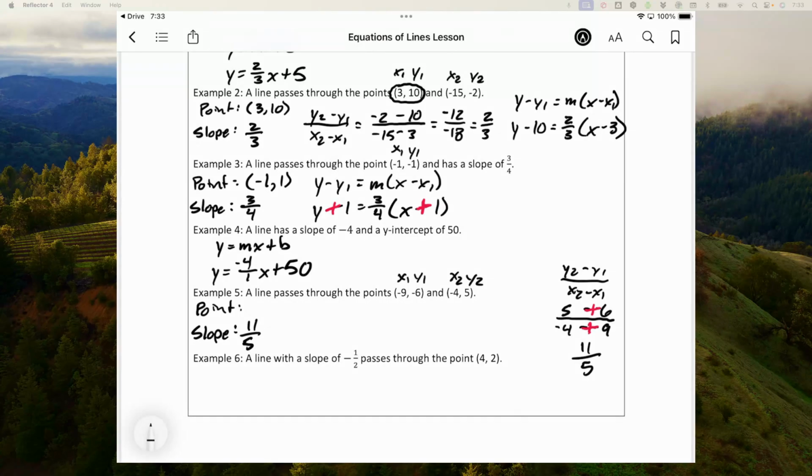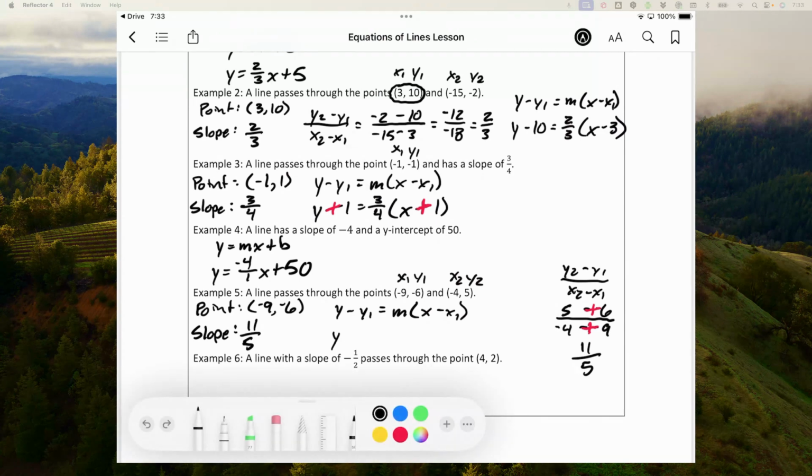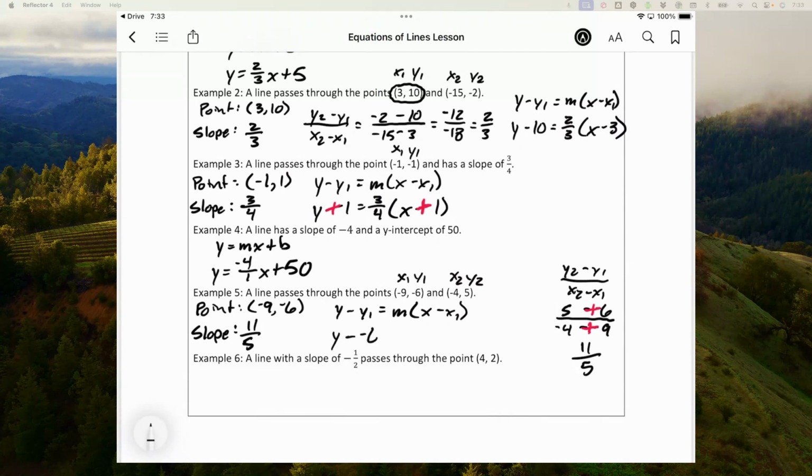And the point that we were given is negative 9, negative 6. y minus y1 is equal to m times x minus x1. So our labels again here are very important. So y minus y1, which is negative 6, is equal to the slope, which is 11 over 5, times x minus x1, which is negative 9. And those double negatives, they become positive.